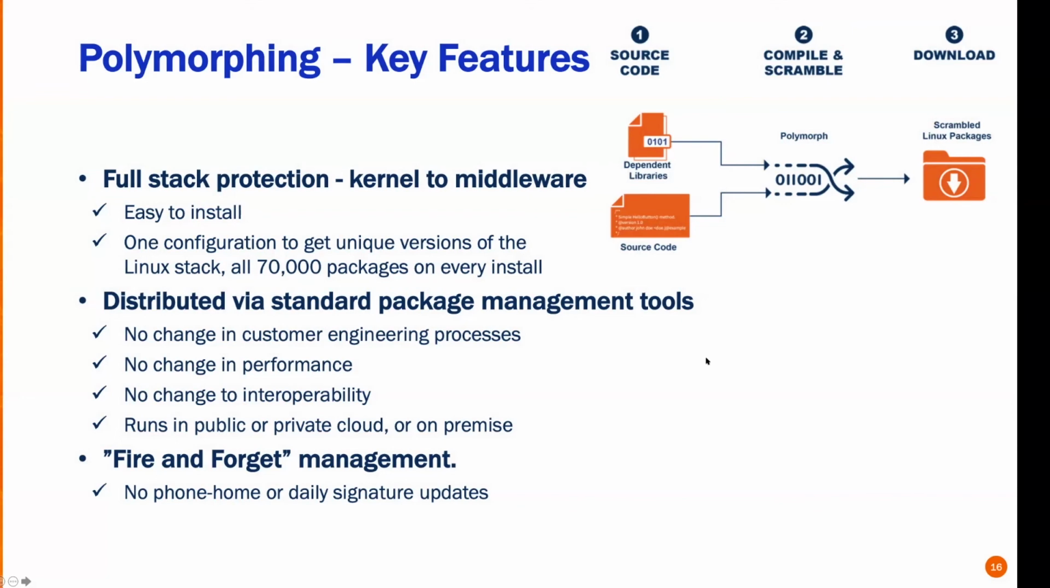And with polymorphing, just to highlight a few key features, it provides full stack protection from the kernel all the way to the middleware. It's easy to install. It's a one-time configuration where you repoint your package manager to Polyverse, and then you can update your binaries and your packages as many times as you want, downloading a new scramble every time. It's distributed through your standard package manager, so there is no change from a user perspective, customer engineering process or performance. And because it's at compile time, there's no performance impact or interoperability issues. You can still use the same debuggers to debug your application. It's basically a fire and forget management system that we have.